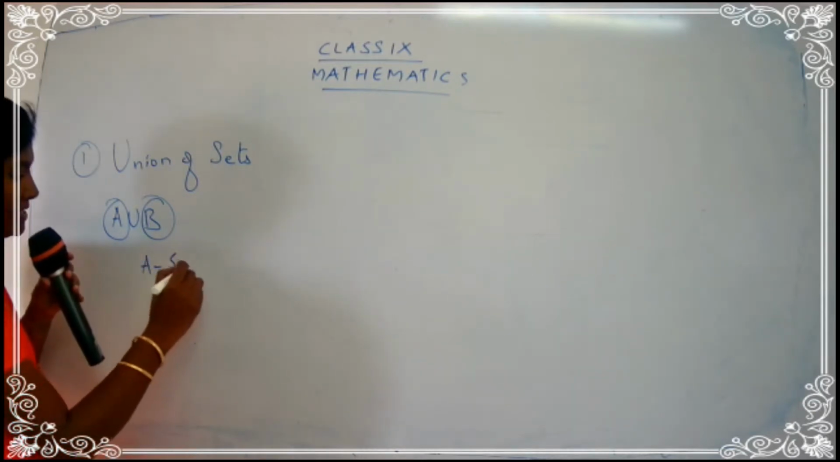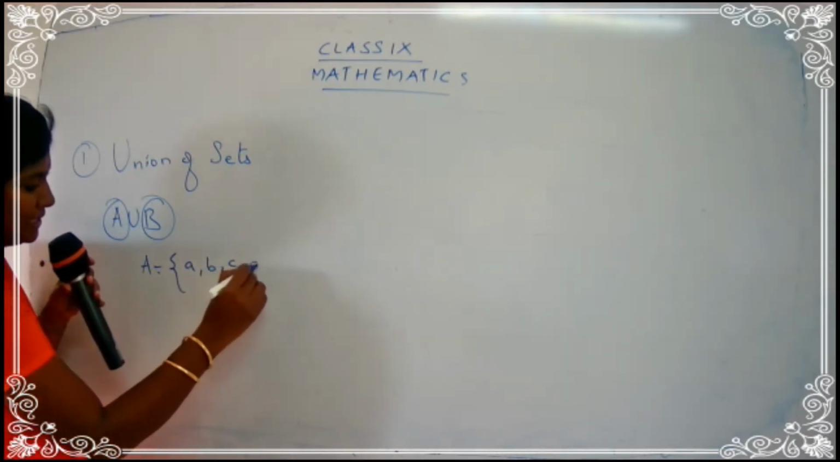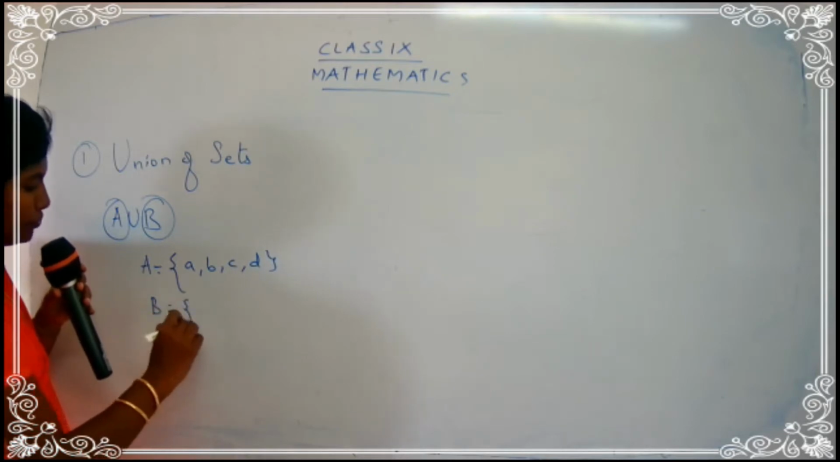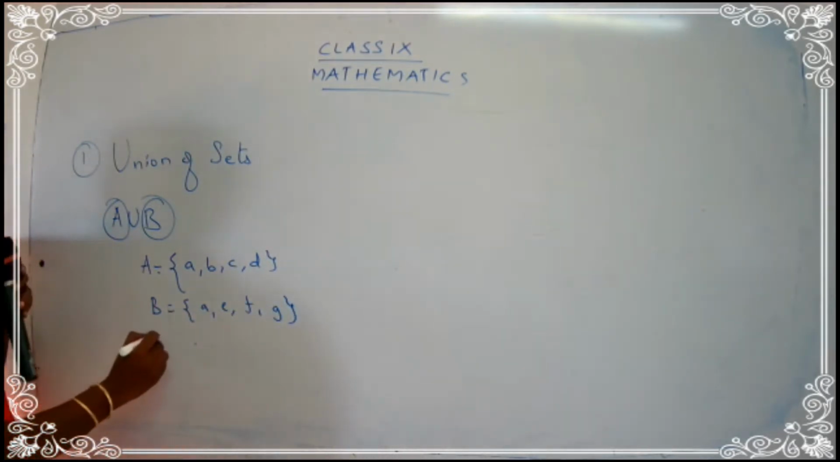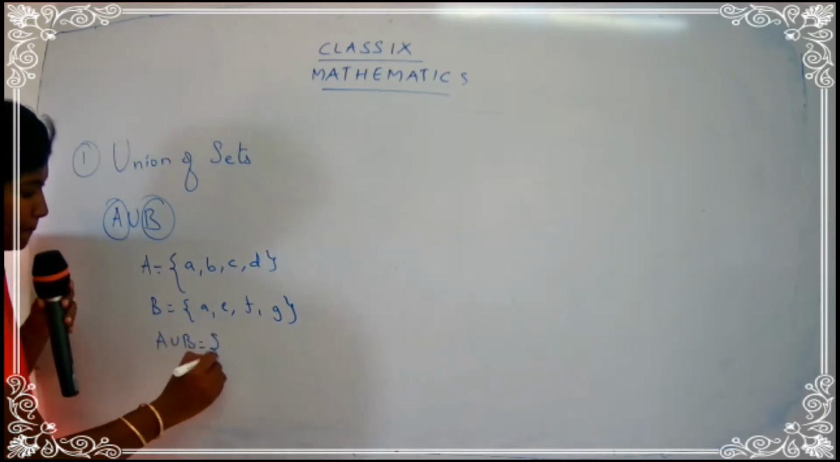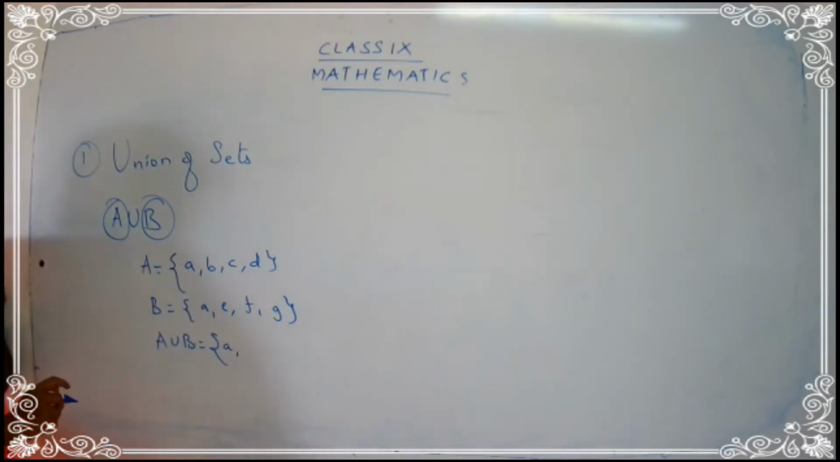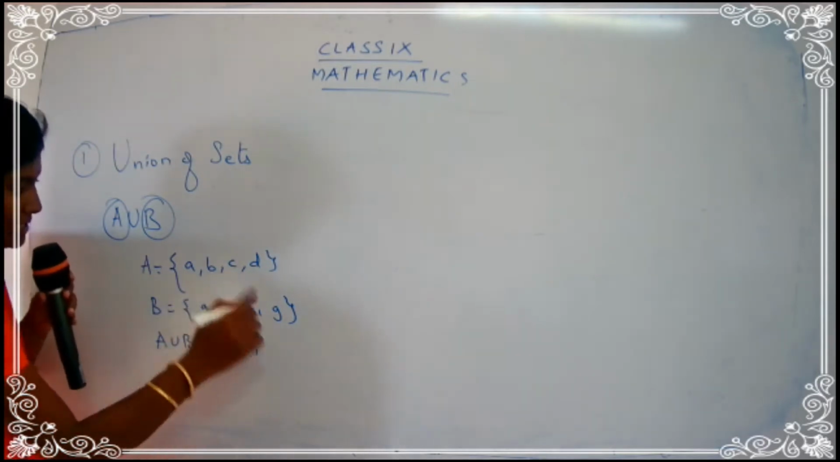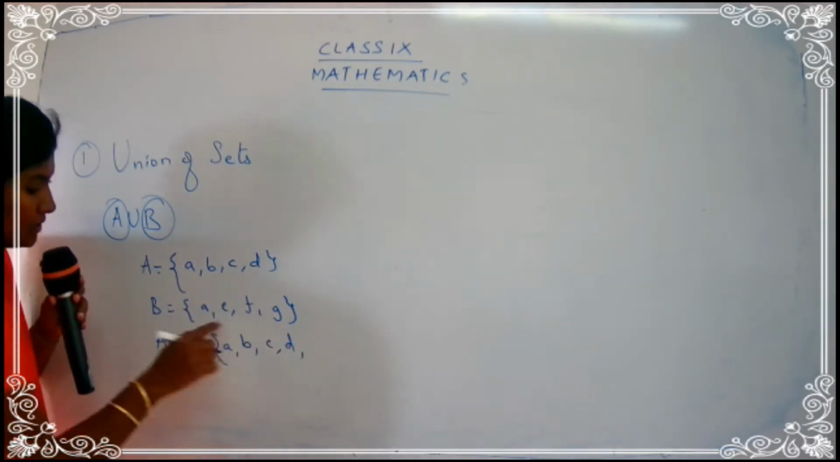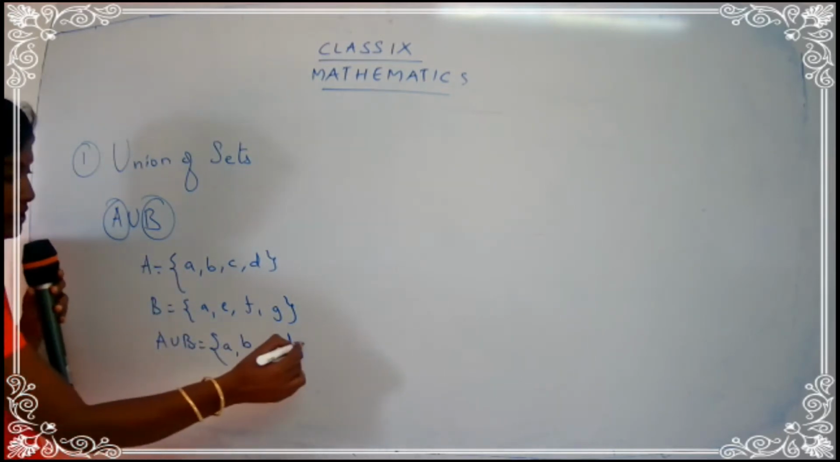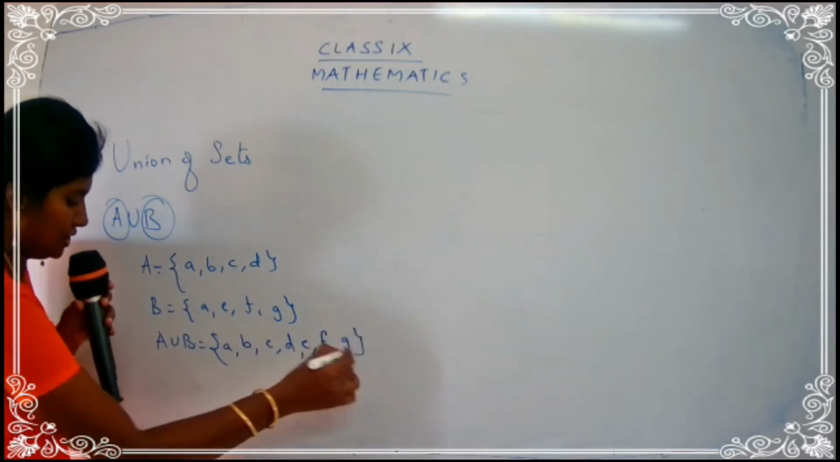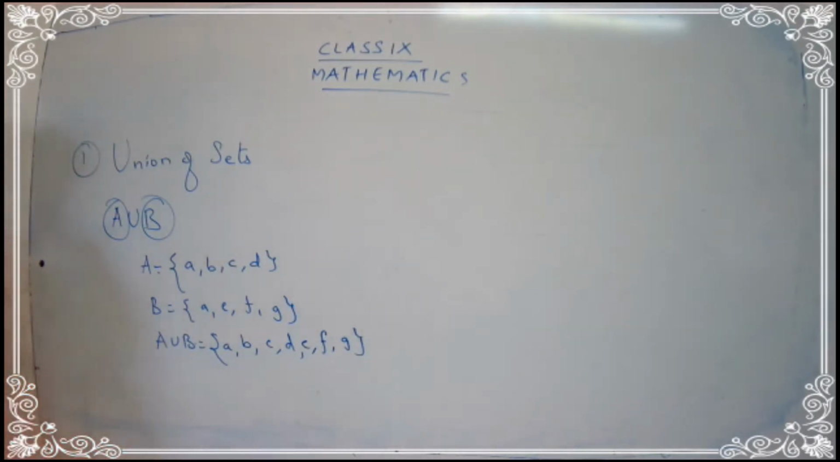Suppose A is equal to {a, b, c, d} and B is equal to {a, e, f, g}. So what will be A union B? A union B will be a, b, c, d. Do not write a again because already we have written a. Okay, so e, f, g. So what is A union B? a, b, c, d, e, f, g.